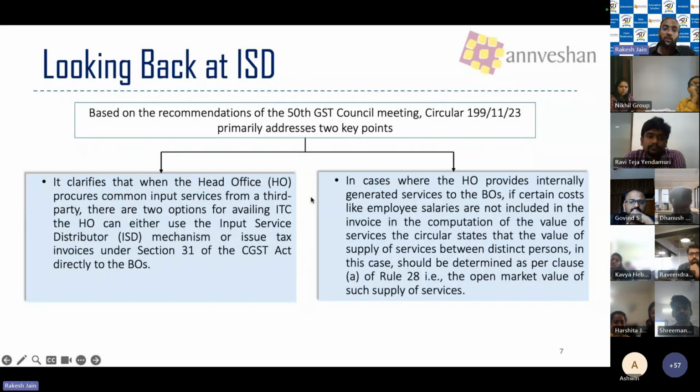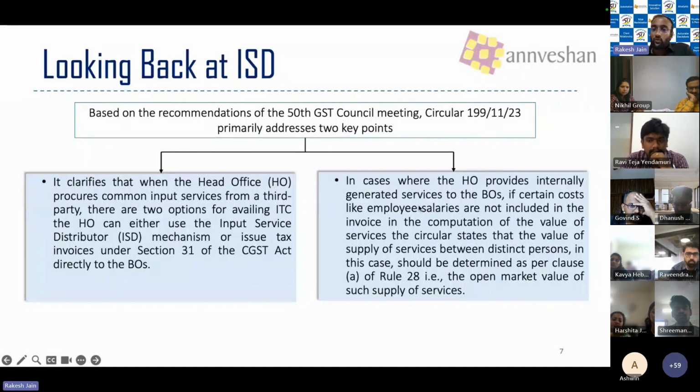Then after the 50th Council meeting, an important clarification comes out of the circular. They clarified that there are broadly two options for distributing the credit. One is through ISD, and second, I want you to mark these lines, by issue of tax invoices under Section 31 of the CGST Act directly to branch offices. BOs represent branch offices, HOs represent head office. So the circular itself clarified that there can be two mechanisms for distributing the credit: ISD, and a cross-charge mechanism between the branch offices.